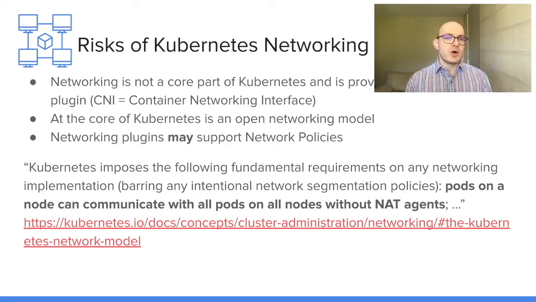Networking is not a core part of Kubernetes and is provided by third-party networking plugins, also called CNIs. At the core of Kubernetes is an open networking model. From Kubernetes documentation, Kubernetes imposes the following fundamental requirement on any networking implementation: pods on a node can communicate with all pods on all nodes without NAT.